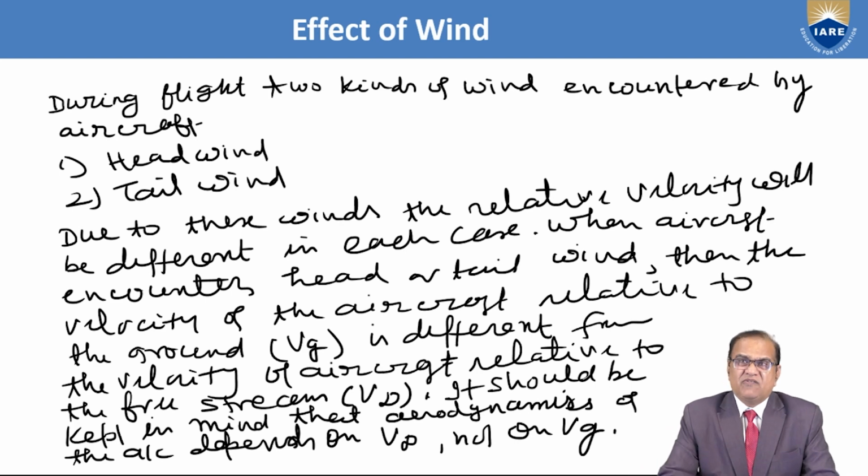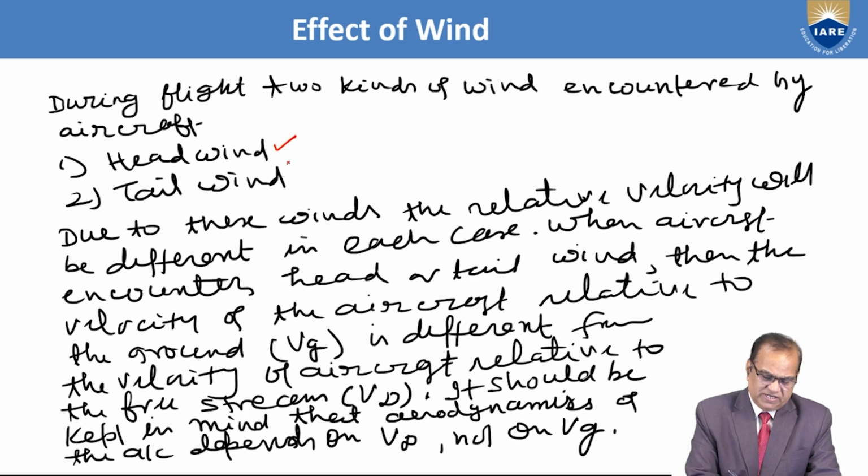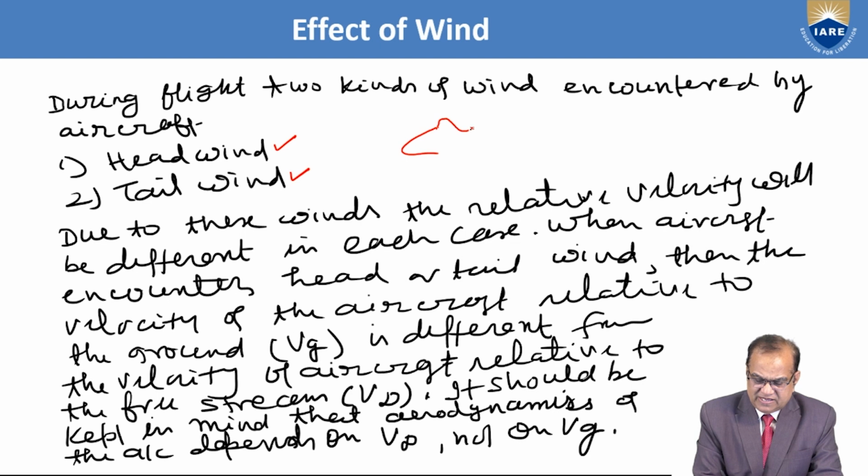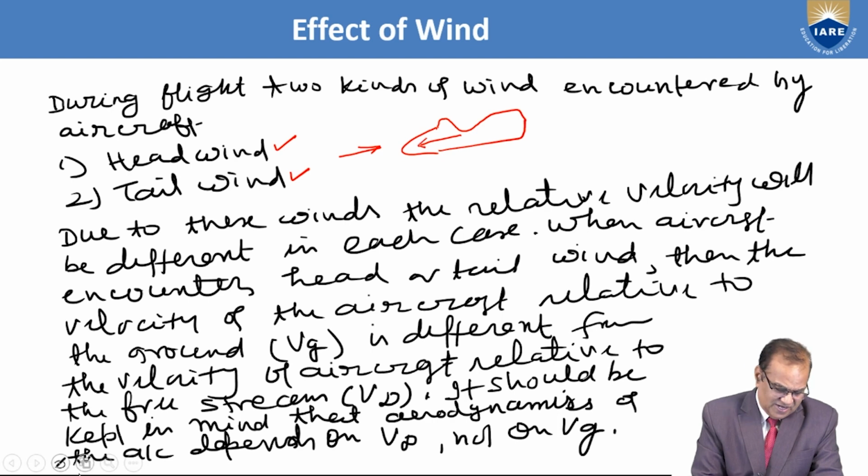So, effect of wind. During flight, two kinds of wind are encountered by the aircraft. First is the headwind and the tailwind. So I will explain here again, or I will take the aircraft. If the aircraft is moving in this direction, I will put a different color.